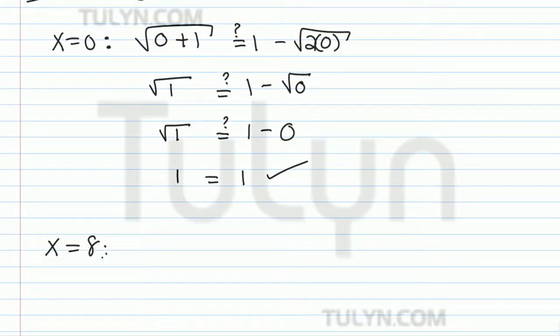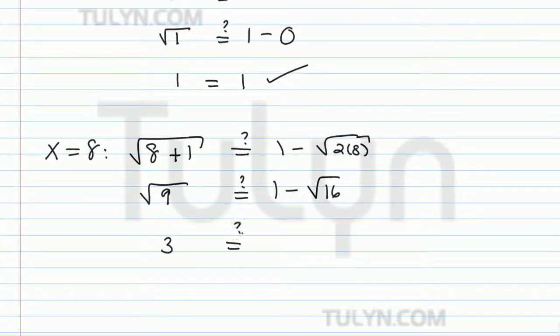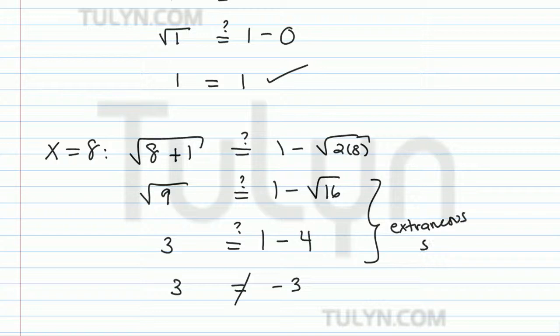x is equal to 8. So plugging it into the same equation, we want to see if the square root of 8 plus 1 is equal to 1 minus the square root of 2 times 8. Here we get the square root of 9. We want to check if it's equal to 1 minus the square root of 16. Square root of 9 we know to be 3. We want to see if that's equal to 1 minus the square root of 16, which is 4. And 1 minus 4 is equal to negative 3, which we know is not equal to the left side, which was 3. So x equals 8 is what's known as an extraneous solution. So it doesn't fit in the original equation.